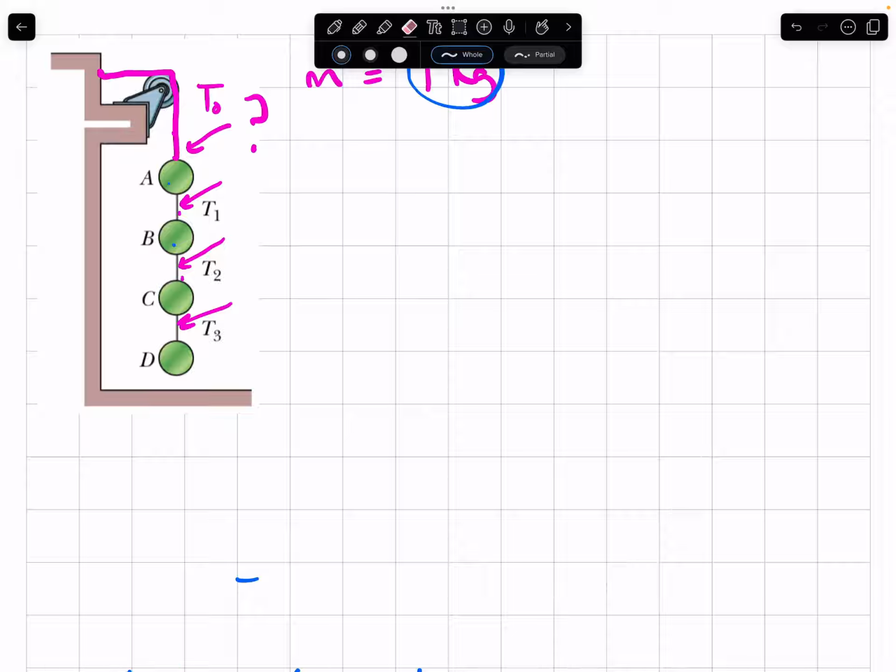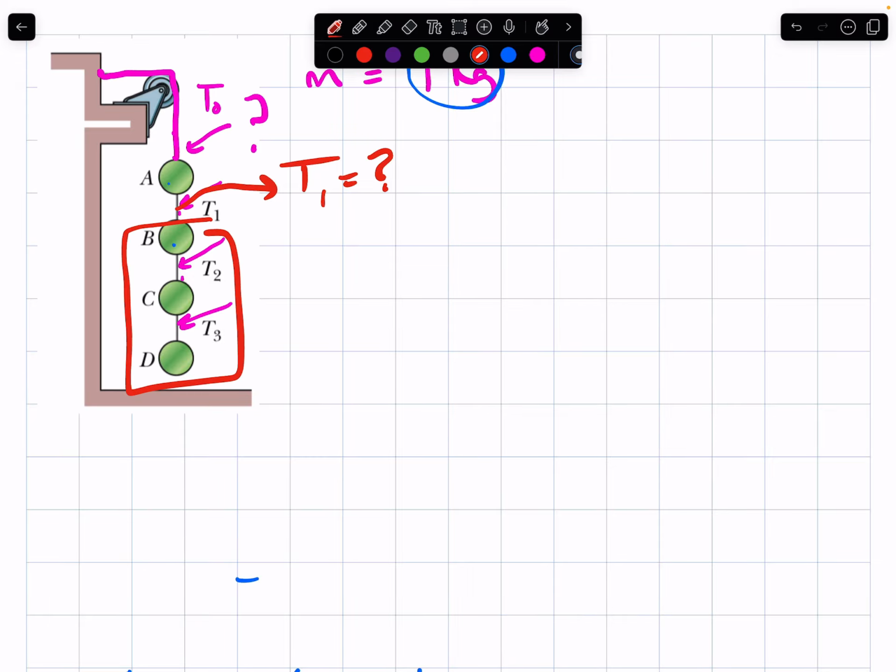Right, so now we're going to find T1. That's the tension in the string between A and B. Well, what I'm going to do to do this part is I'm going to lump these guys all together. Remember, each of these masses is 1 kilogram. So now this picture turns into this.